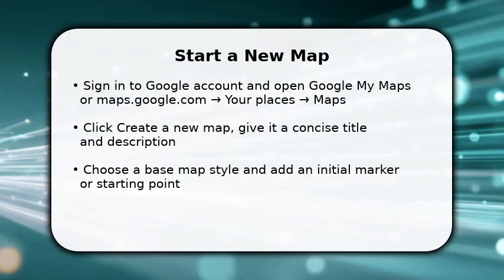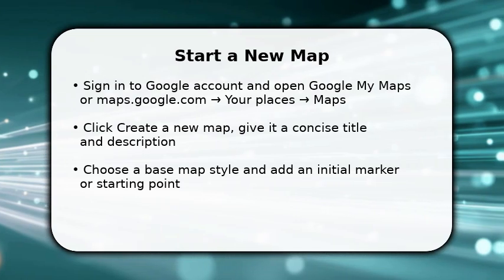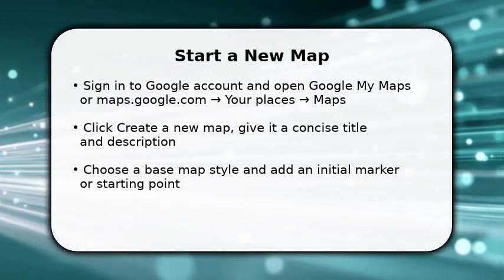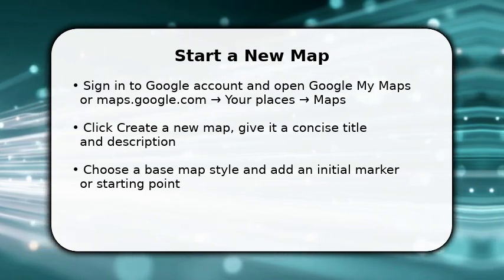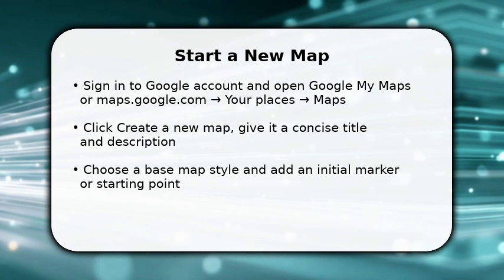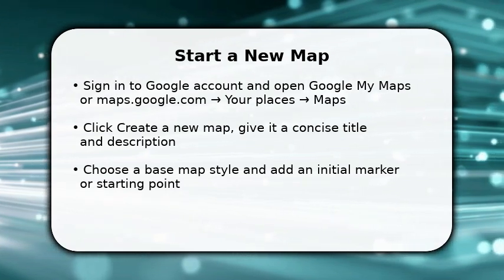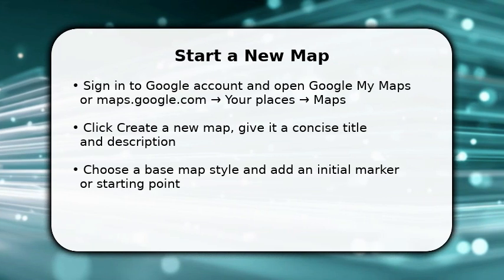Enjoy the video. You begin by signing into your Google account and opening My Maps. Once there, create a new map and immediately name it so versioning stays clear. Add a base map style, satellite or terrain, because visual context matters. Then place your first marker at the primary location.